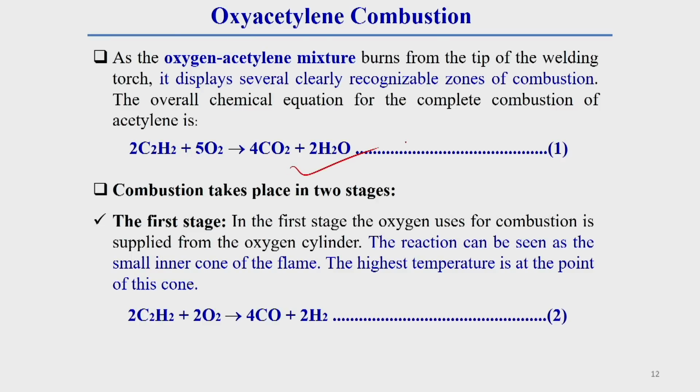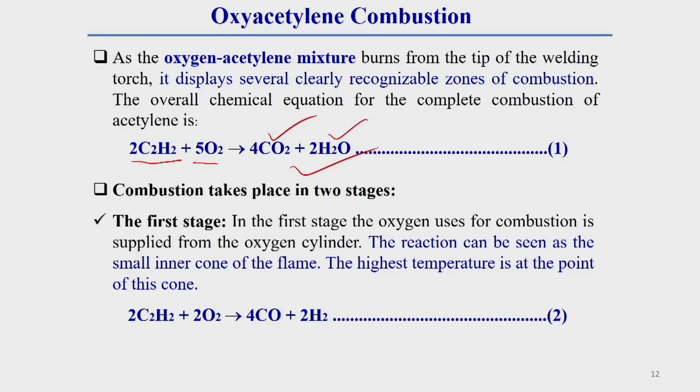Here what you can see is 2 volumes of acetylene gas with 5 volumes of oxygen gas. Complete combustion requires 2 volumes of acetylene gas and 5 volumes of oxygen gas, and after that it produces H2O and CO2, carbon dioxide gas. This complete combustion of oxyacetylene gas takes place in 2 steps, or you can say in 2 stages.